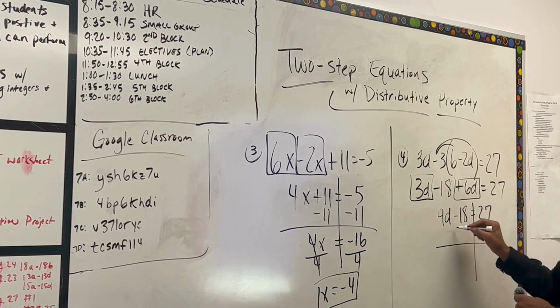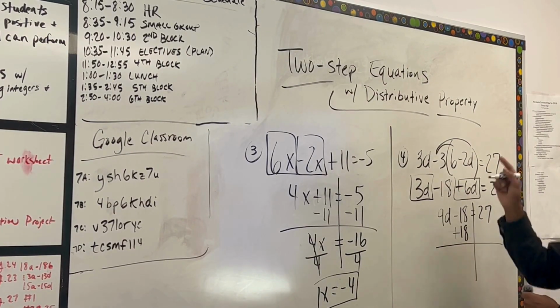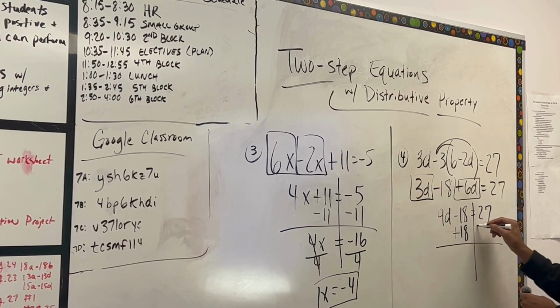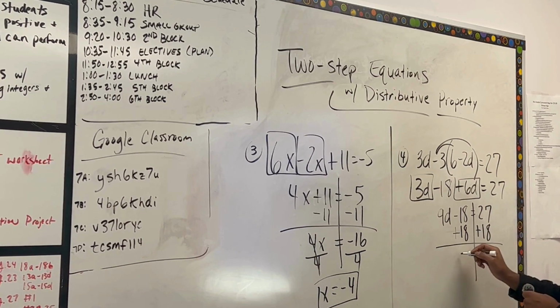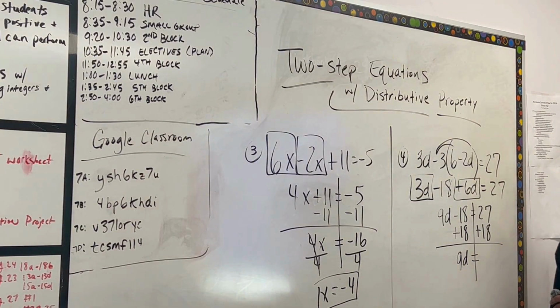You want to add 18. What I do to one side of the equals, I want to do to the other. Okay, that's 9D equals, what's 27 plus 18? 27 plus 18. 45. Last step, good peoples. 9D equals 45. We want to get that D by itself.